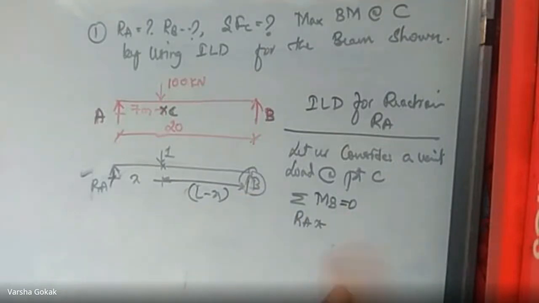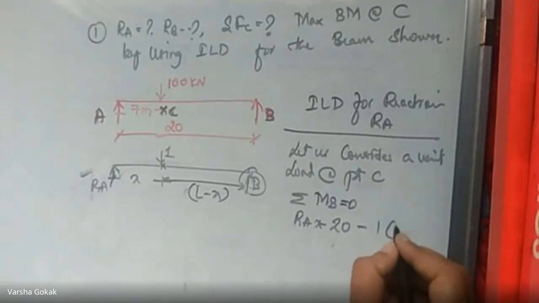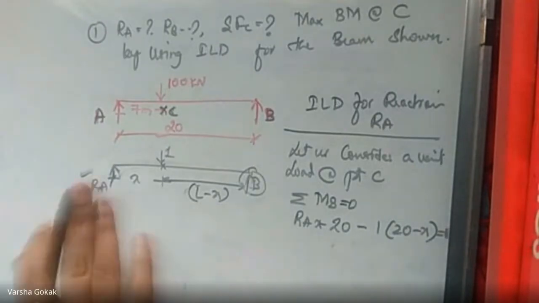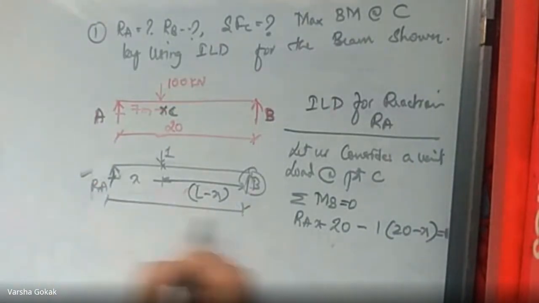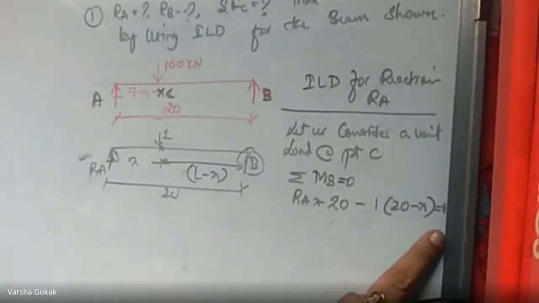B is total is 20. Let total 20 be coming into picture, minus 1 into 20 minus X is equal to 0. Because this X I will not fix. Let this total be 20. This X I will not fix. Okay. So 1 into 20 minus X is equal to 0.